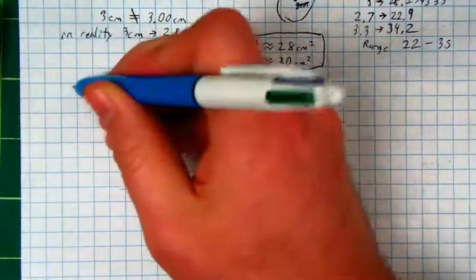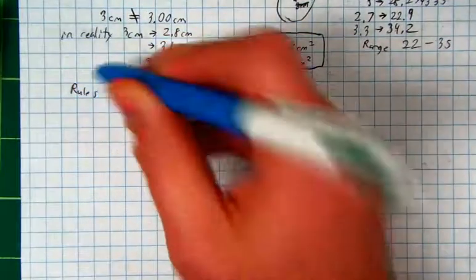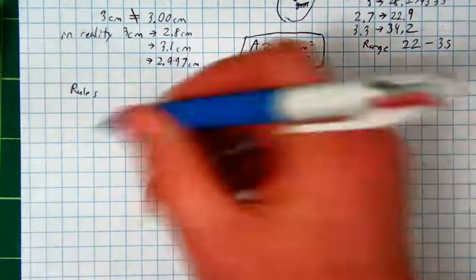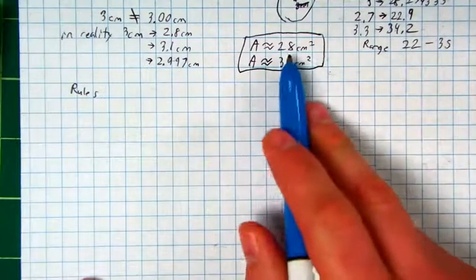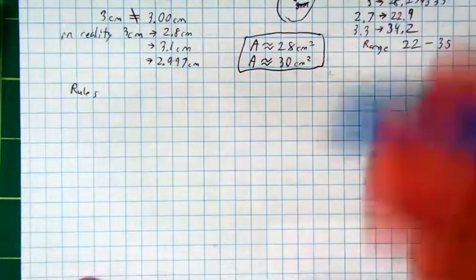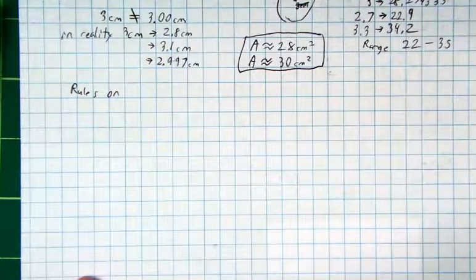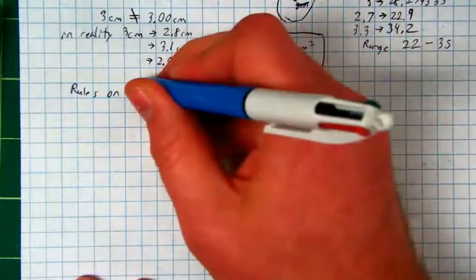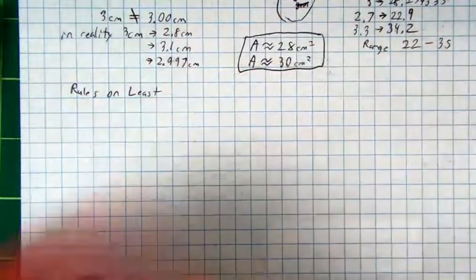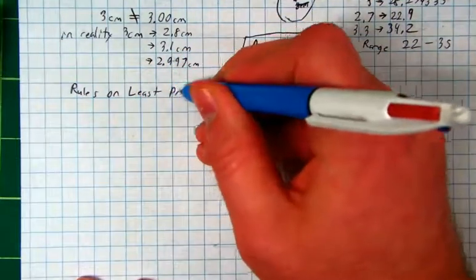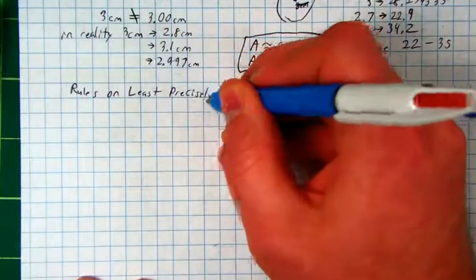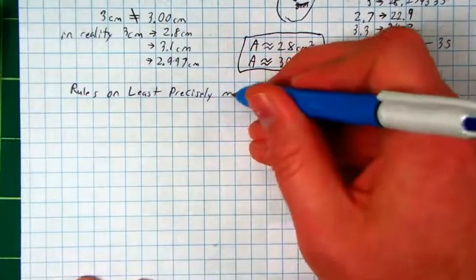Let's discuss the rules on least precisely measured values. So you might notice we got 28 or 30. I said both are correct, but 30 is more correct. Let's talk about why that is exactly, and the other rules as well. So, least precisely measured values.